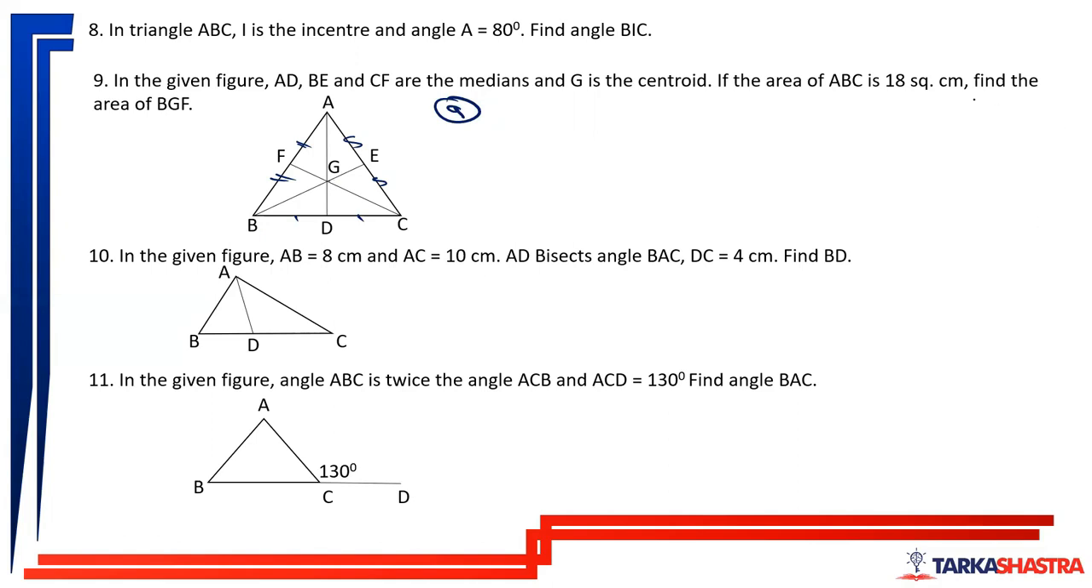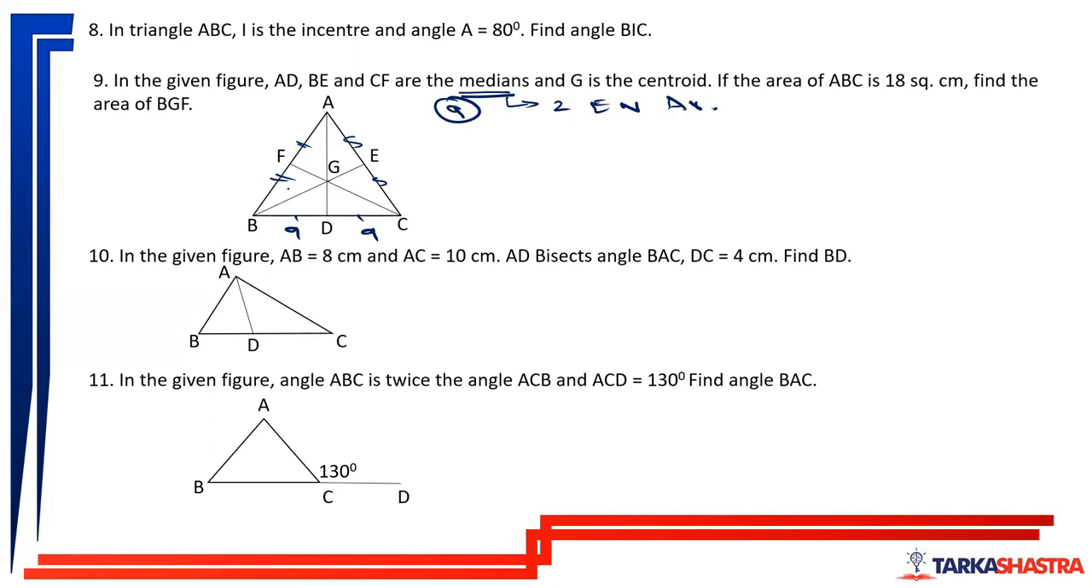There is one more property: a median divides the triangle into two equal areas. So this must be 9 and this must be 9. Area of triangle ABD is 9, and area of triangle ACD is also 9, right? Because the total is 18. Now consider this triangle ABD.